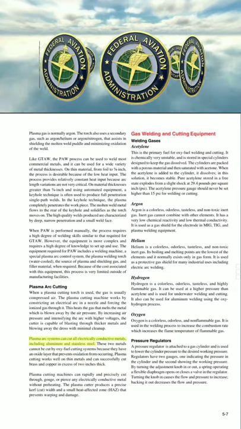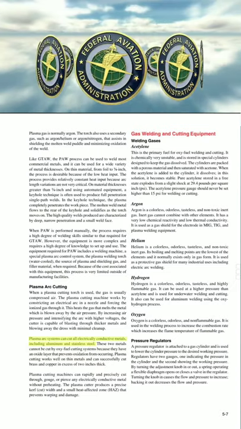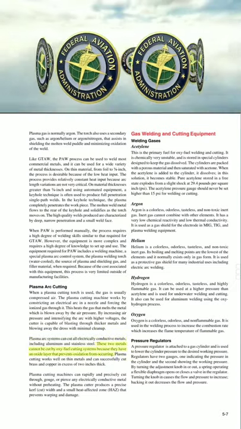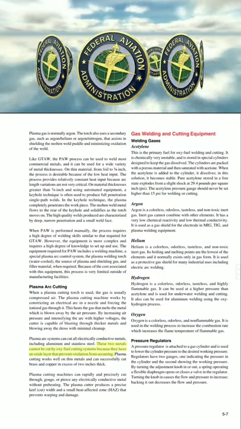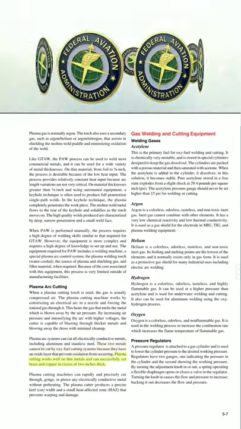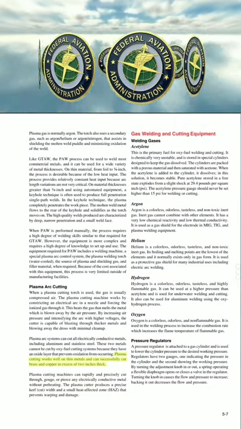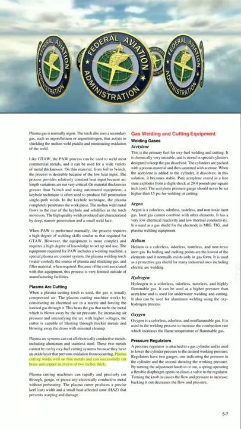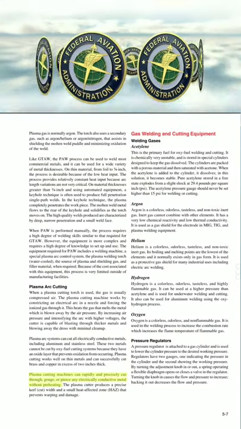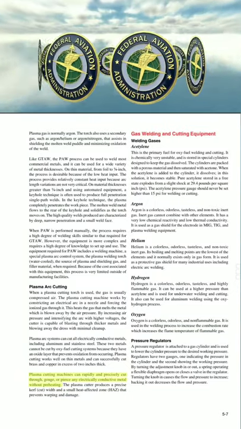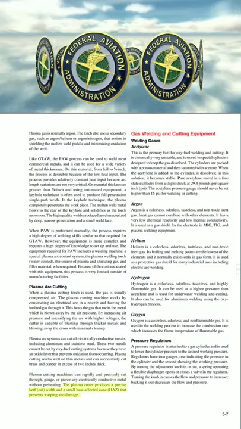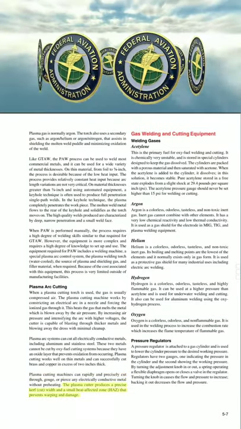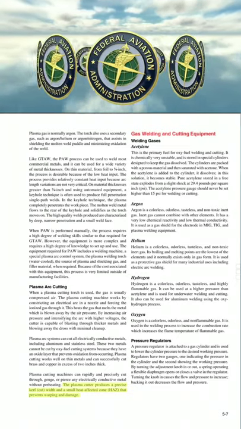Plasma arc systems can cut all electrically conductive metals, including aluminum and stainless steel. These two metals cannot be cut by oxy-fuel cutting systems, because they have an oxide layer that prevents oxidation from occurring. Plasma cutting works well on thin metals, and can successfully cut brass and copper in excess of 2 inches thick. Plasma cutting machines can rapidly and precisely cut through, gouge, or pierce any electrically conductive metal without preheating. The plasma cutter produces a precise curve, cut width and a small heat-affected zone, HAZ, that prevents warping and damage.